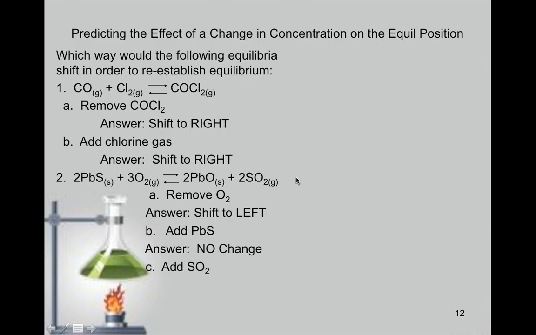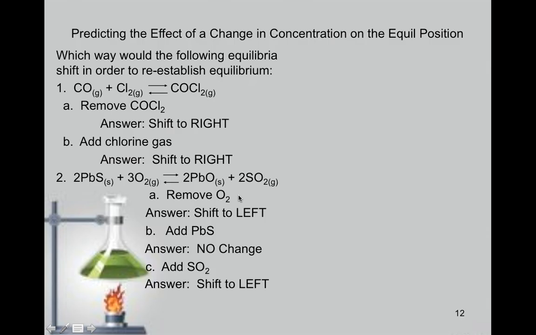If you add sulfur dioxide, it's a gas, so it will affect equilibrium. You should have had your little teeter-totter get heavier on the right-hand side because it's a product, and that would cause equilibrium to shift to the left to counteract that change. So we're going to get rid of some of this extra sulfur dioxide by making more of the reactants.